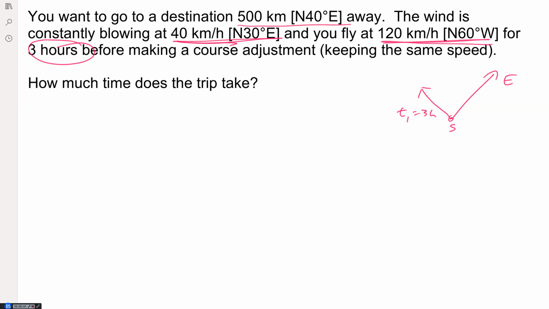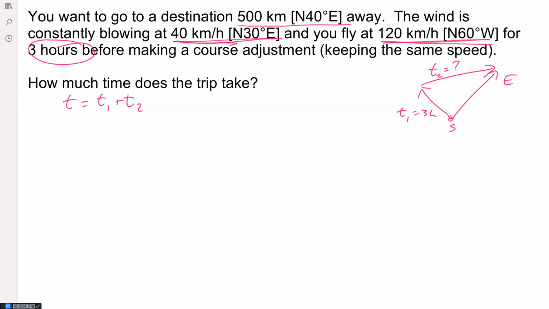So I need to make a course adjustment and fly this way. So therefore, I'll call this T2, and I have no idea how long this is going to take. So when we talk about how much time the trip is going to take, the total time is T1 plus T2.